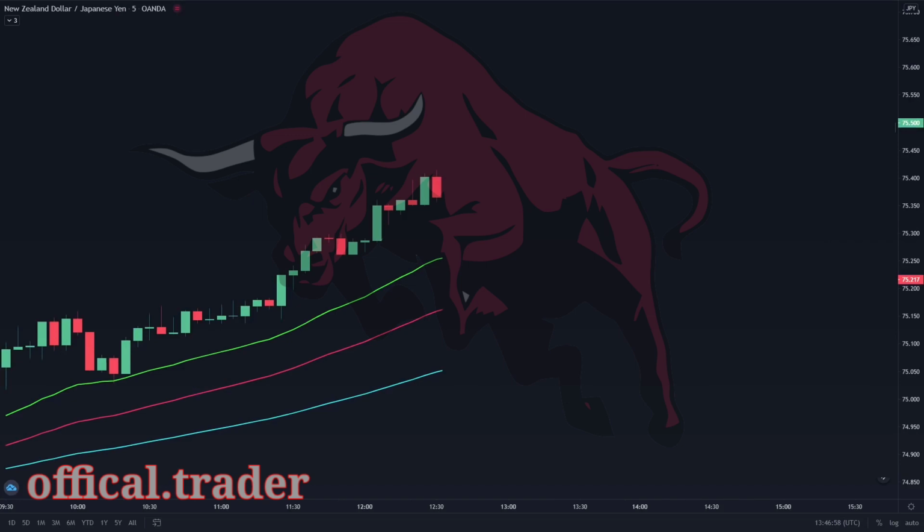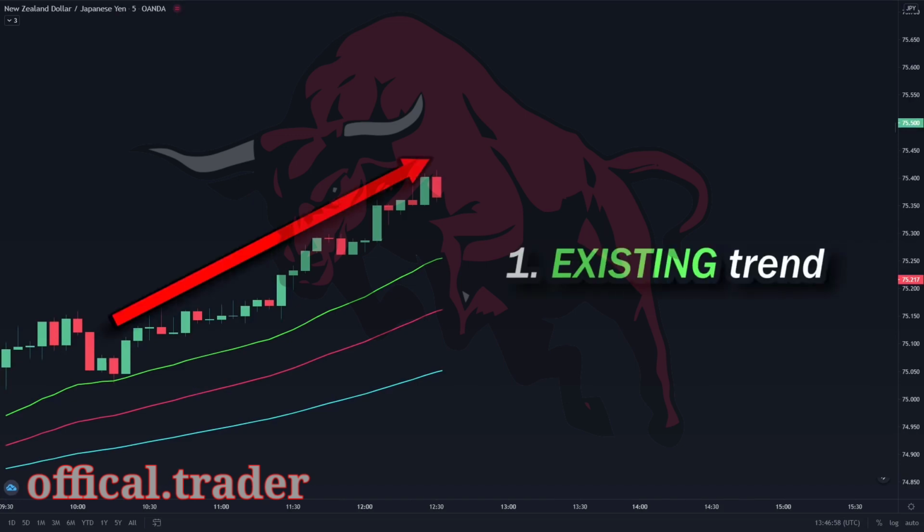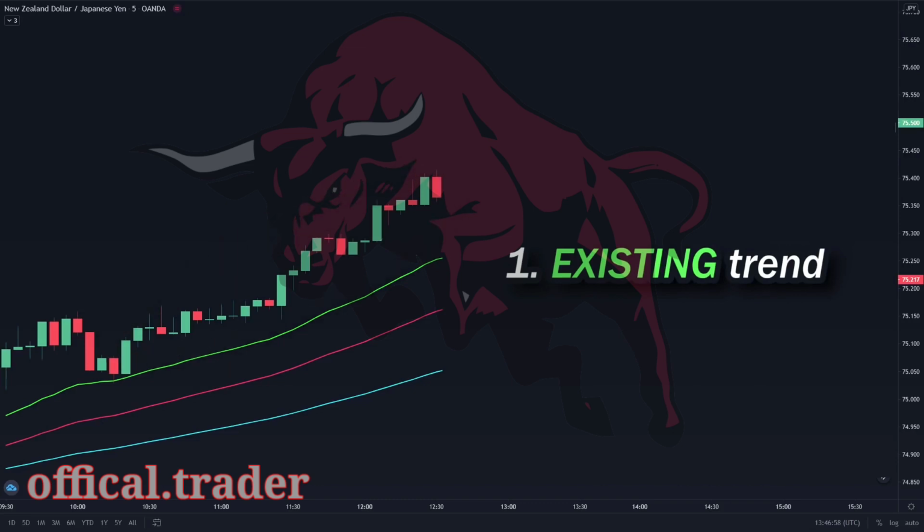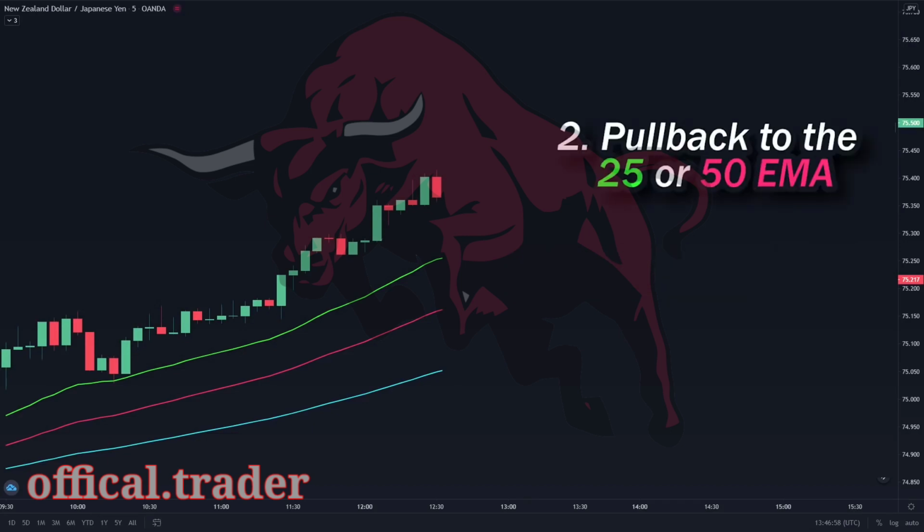In this chart, we can see that the market is currently on an uptrend, as shown by all three EMA heading upwards, while all the candles are above the EMA. Next, we are waiting for a pullback towards the 25 or 50 EMA. But remember, it must not cross below the 100 EMA.